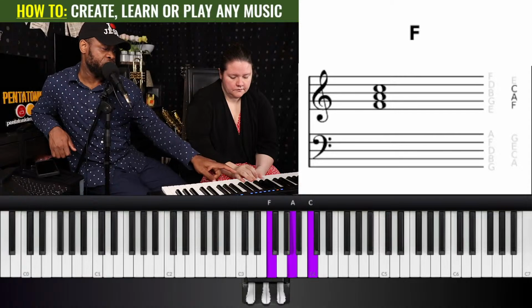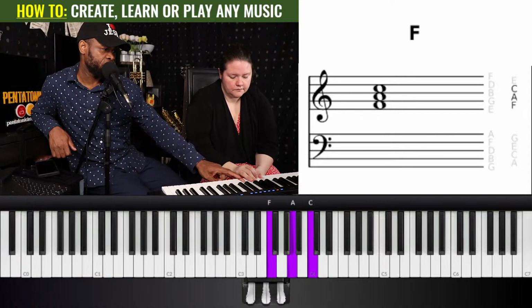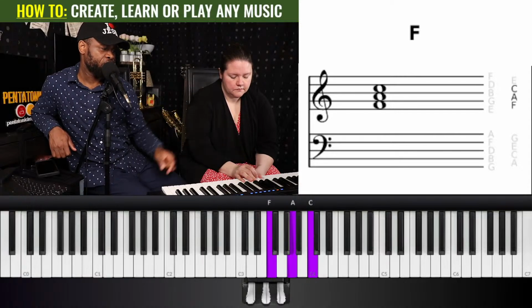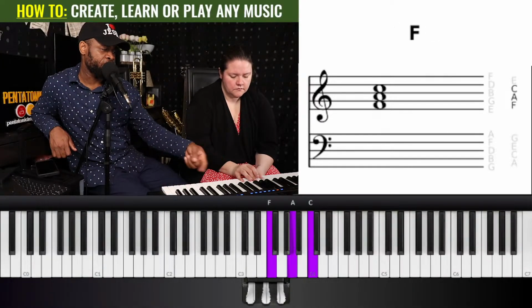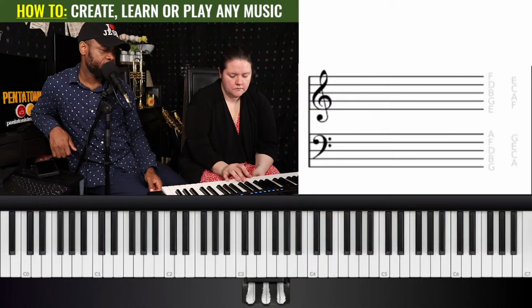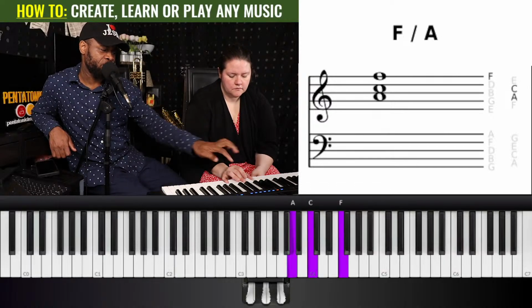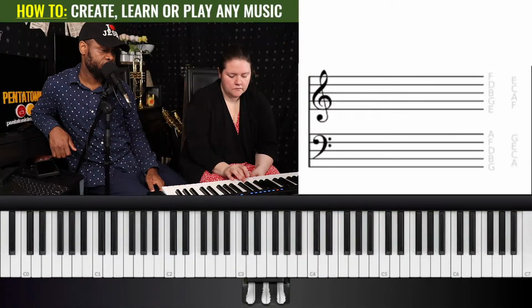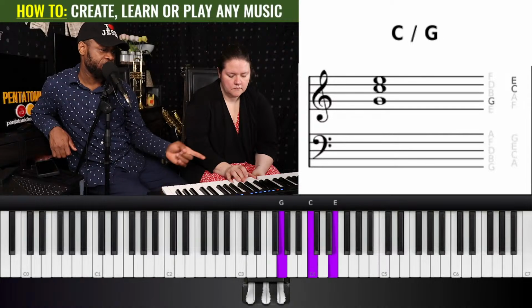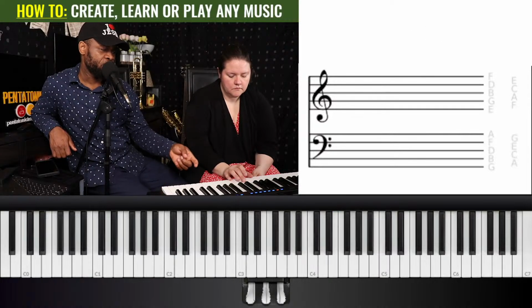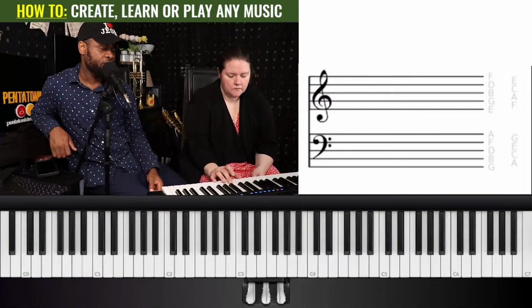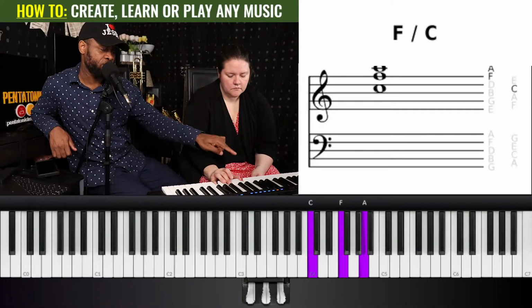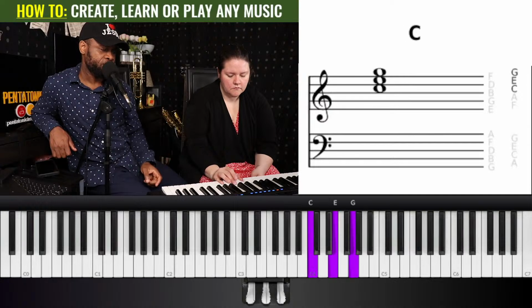So remember, the goal is C doesn't move. So these are the ones that are moving. So move those ones backwards. Exactly. So let's come back to F, but we're moving to F first inversion now. Then move two of them backwards. This one doesn't move. Exactly. Then let's come back to F again so that we can see the next inversion. Exactly. Then two of them should go back. This doesn't move. Perfect.